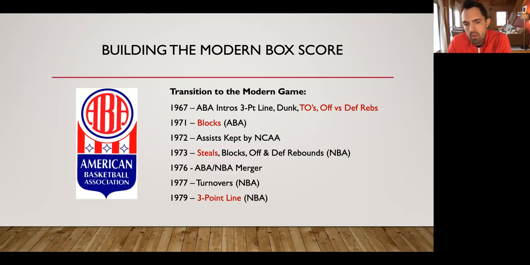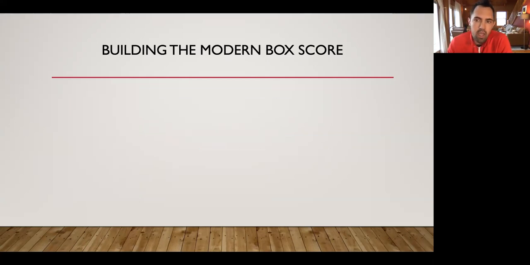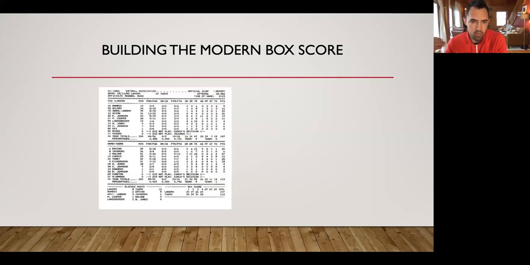So that was things like tracking blocks, separating out offensive and defensive rebounds instead of just recording total rebounds. And then probably the biggest thing was the introduction of the three-point line. So by 1979, the NBA introduced the three-point line. And by the early 80s, we had this right here, which is more or less the same thing we have today to summarize what happened in a game.